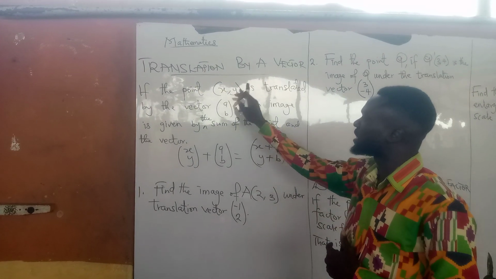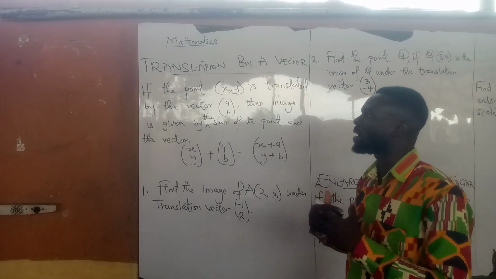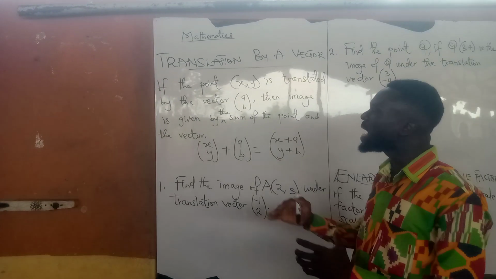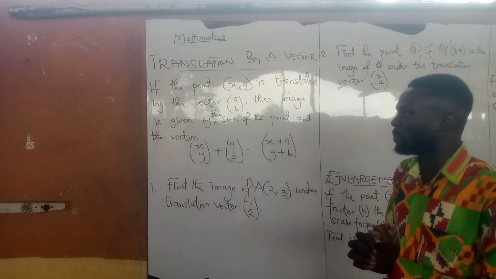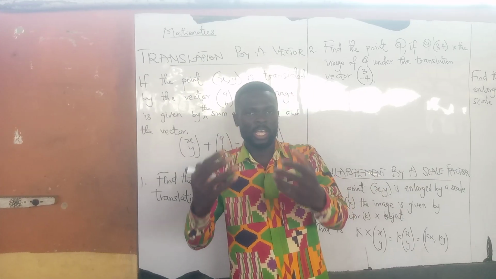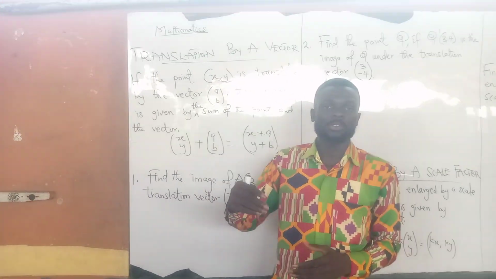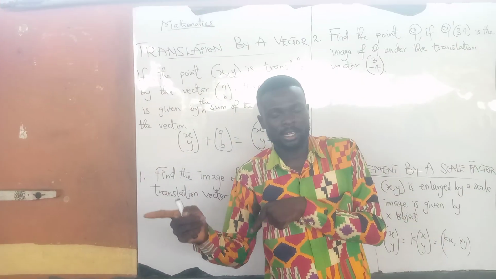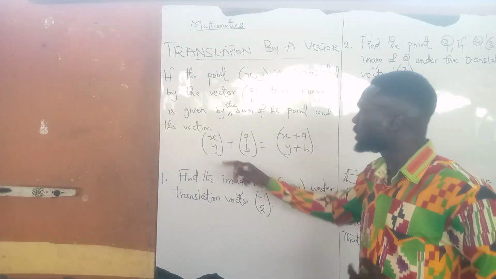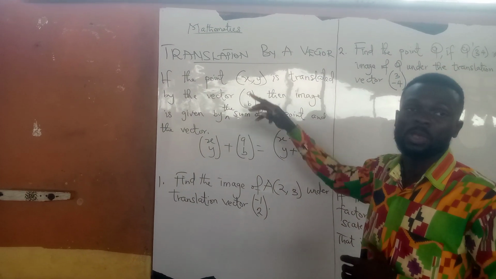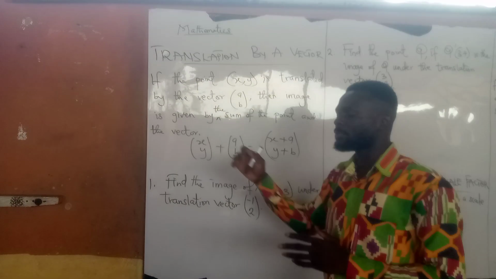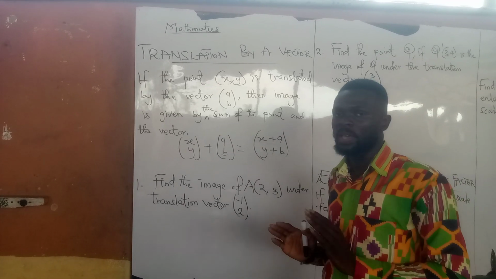If the point xy is translated by the vector AB, then the image is given by the sum of the point and the vector. So if you have been given a point and you have been asked to calculate the image, what you are going to do is sum the point and the vector. So the point is xy. We are going to write the position vector of xy, which is in vector form. Then we have AB as a vector.